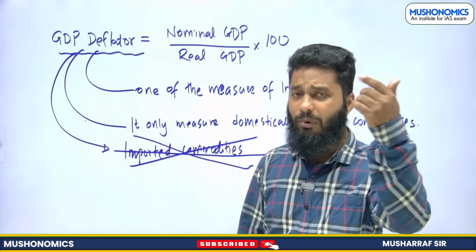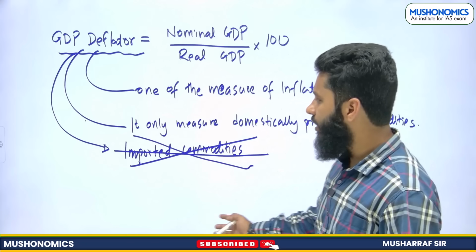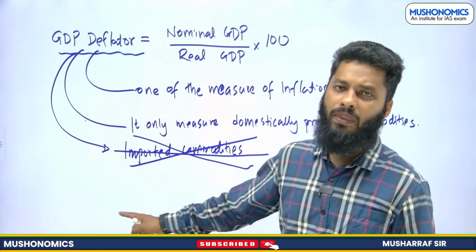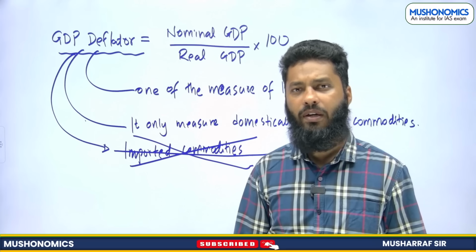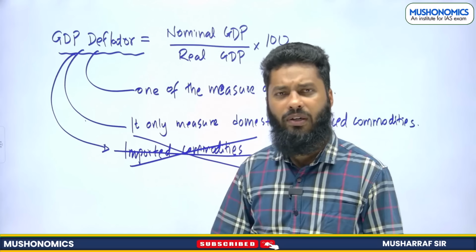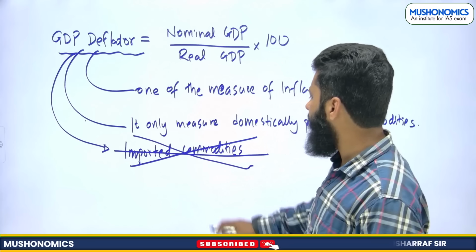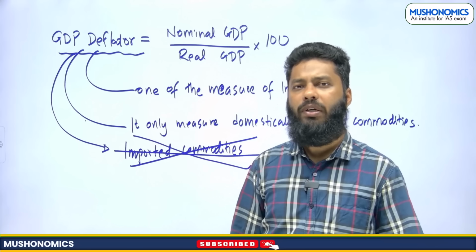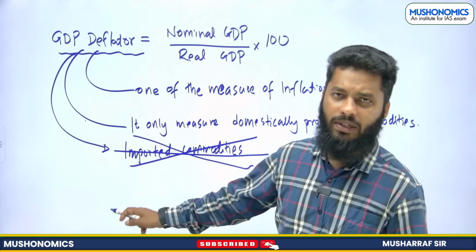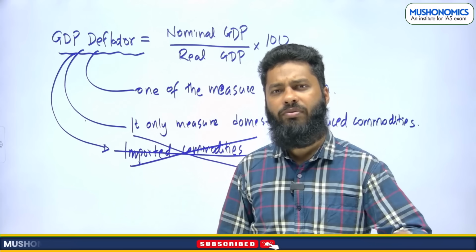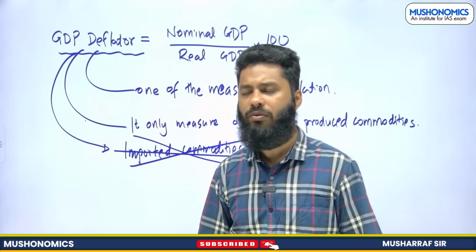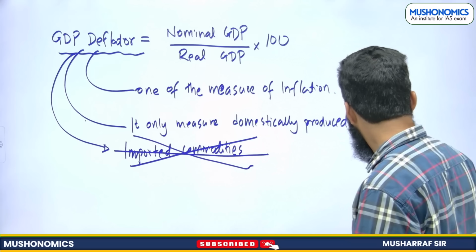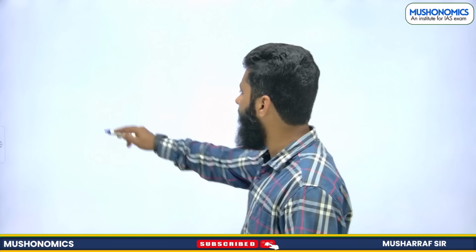Whereas other indices of inflation like consumer price index and wholesale price index take into consideration the imported goods as well, right? So that is one difference that we need to remember: imported commodities are not considered by GDP deflator, whereas they are taken into consideration by CPI and WPI calculation, which we will study under the module of inflation, right? So no need to worry about that. This is GDP deflator.